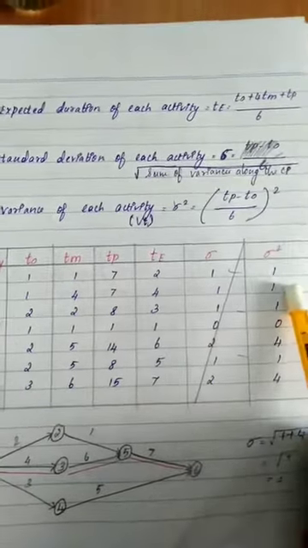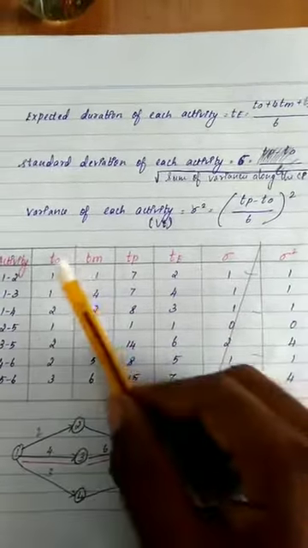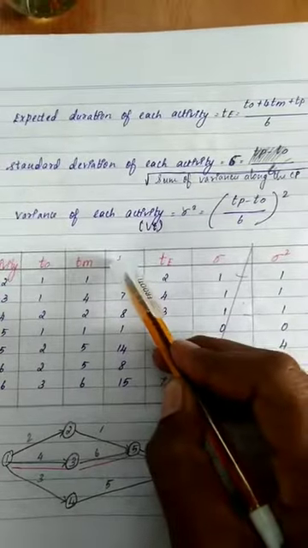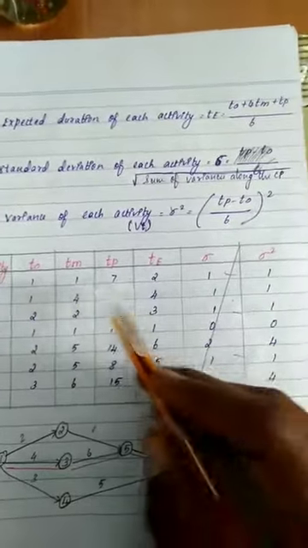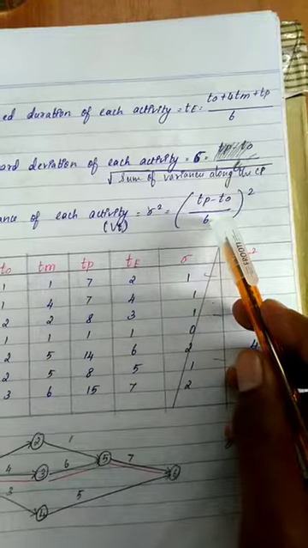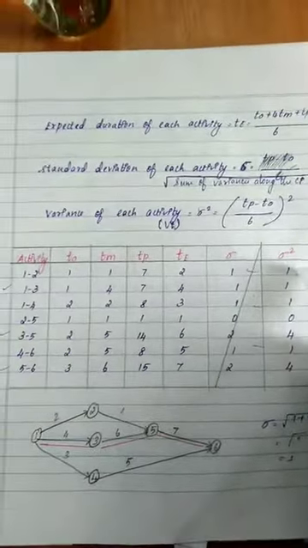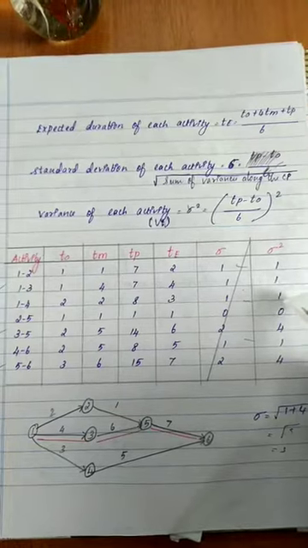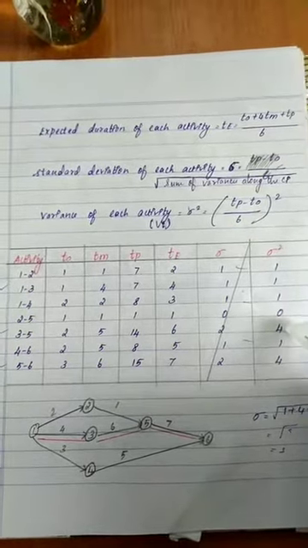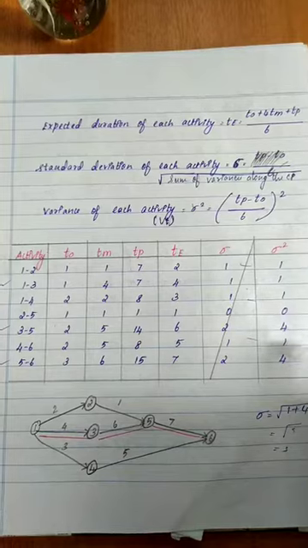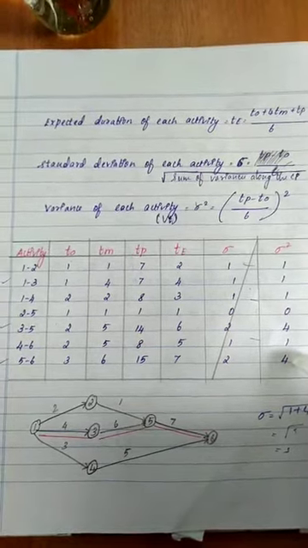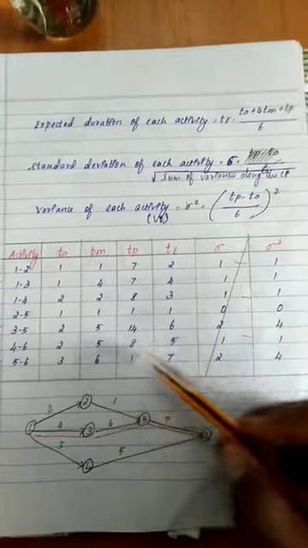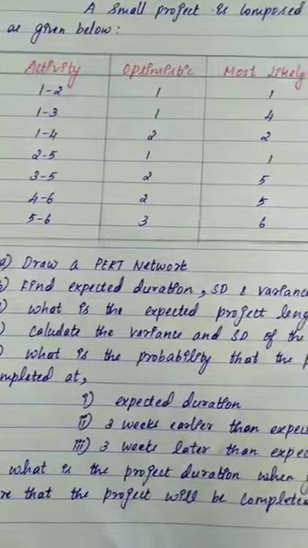Similarly, with the help of ((Tp - T0) / 6) whole square, you will get the variance with the help of Tp and T0. By substituting these 2 values in the above mentioned formula, you will get the sigma square value for the activities: 1 to 2 is 1, 1 to 3 is 1, 1 to 4 is 1, 2 to 5 is 0, 3 to 5 is 4, 4 to 6 is 1 and 5 to 6 is 4. So this is the tabular column we need to do initially. And the first thing we need to find out is to draw a PERT network.